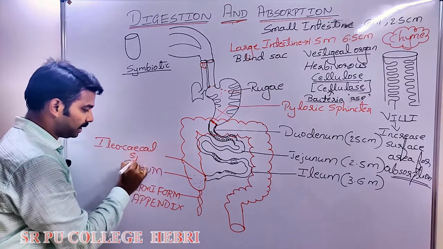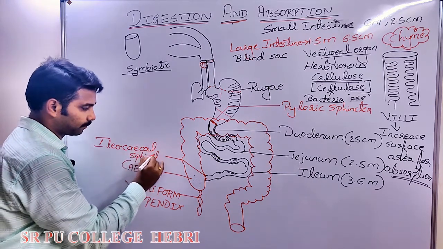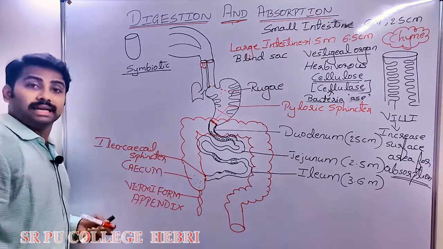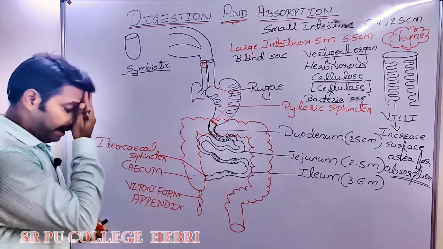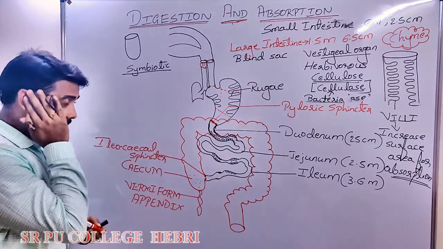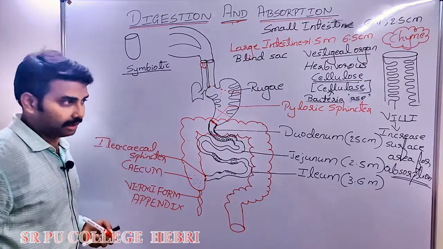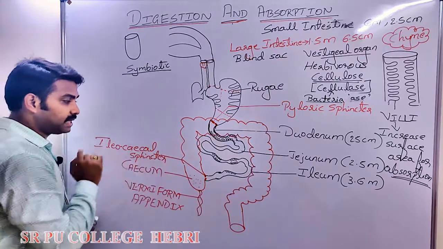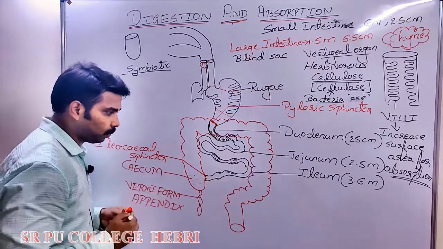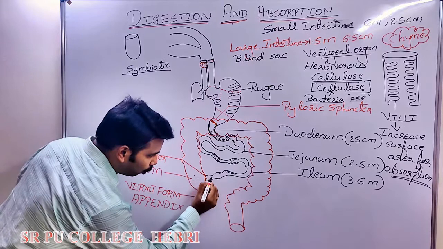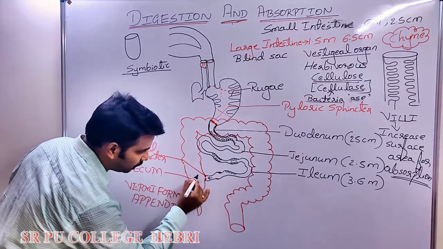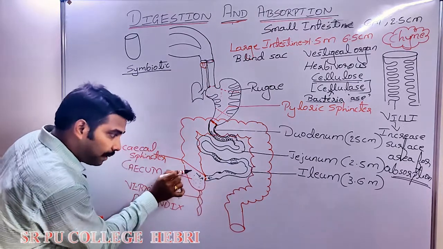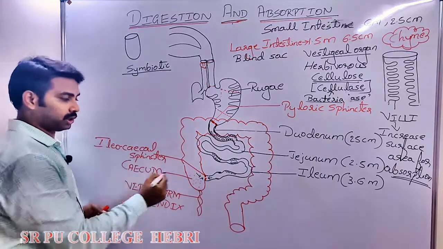Ileocecal sphincter. What is that called? The ileocecal sphincter is present between the small intestine and the large intestine, nothing but between the ileum and cecum. You know the function, what it will do? It will allow only one directional movement, whereas it prevents the backflow of what?